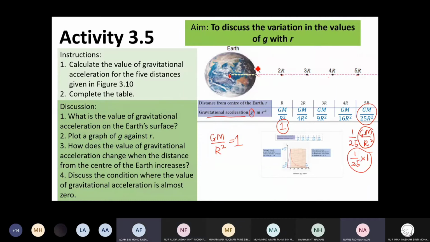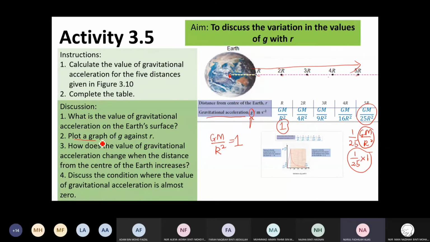The higher the distance, the lower the gravitational acceleration. Is that logical? Yeah. Right? Okay, so that's logic, right? So that is what happened. If you go outside of the atmosphere, go to the ISS, or outside of the earth or atmosphere, you will feel less gravitational pull.